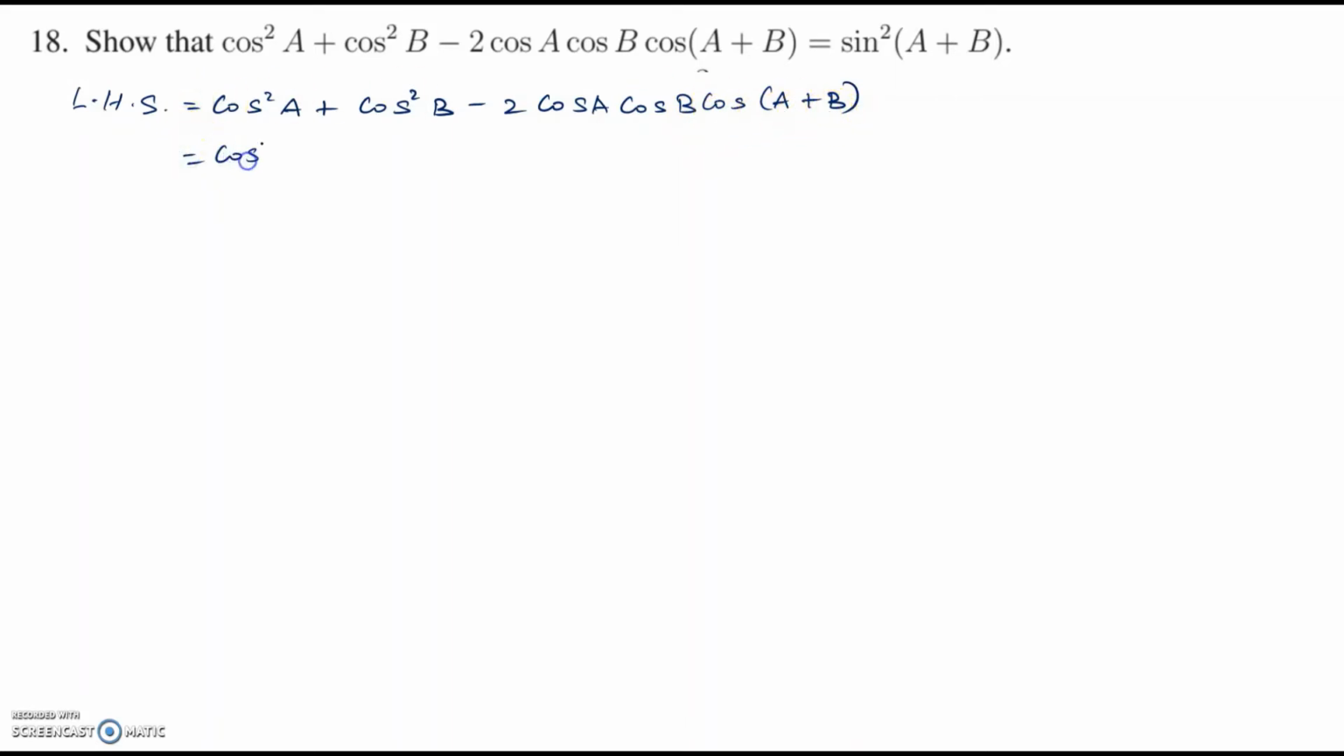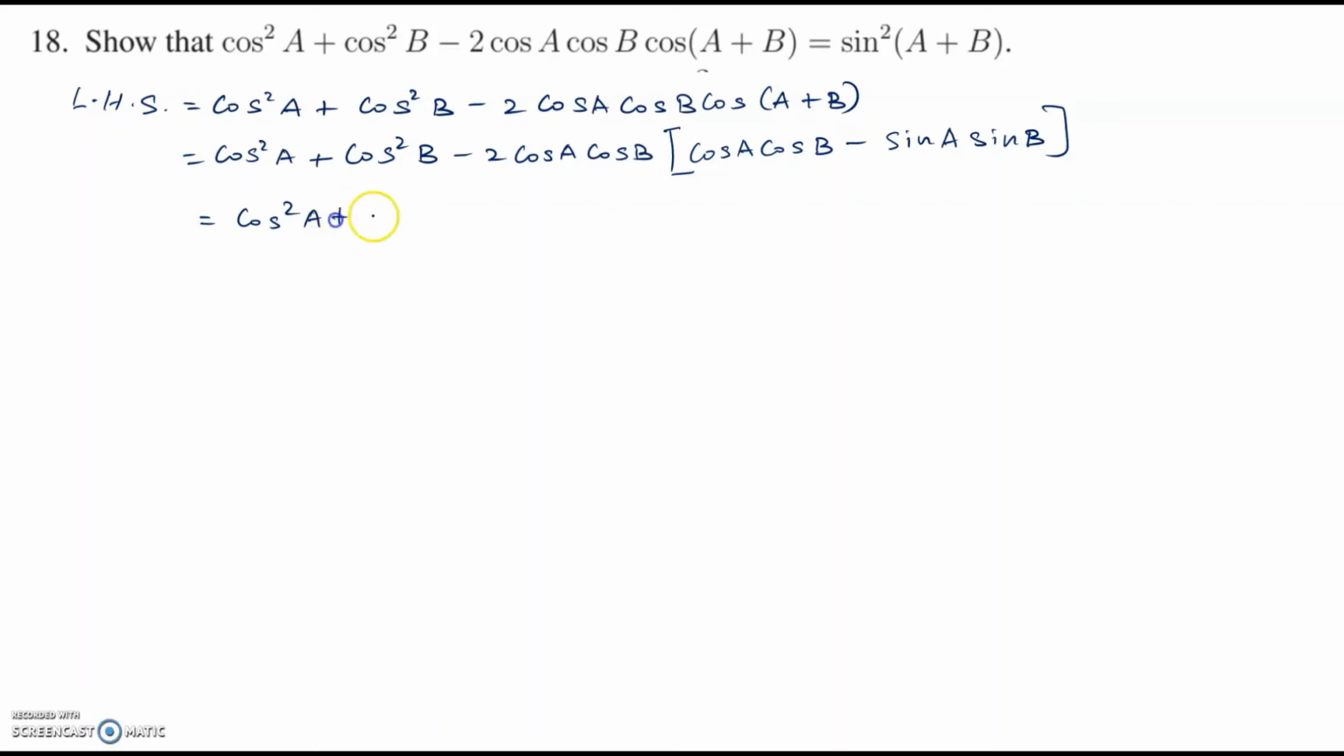So this will become cos squared A plus cos squared B minus 2 cos A cos B into cos of A plus B, which is cos A cos B minus sin A sin B. So further multiplying this, you will get cos squared A plus cos squared B minus 2 times cos A cos B into cos A cos B, which would be 2 times cos squared A into cos squared B. Then minus into minus will become plus 2 times cos A cos B sin A sin B.